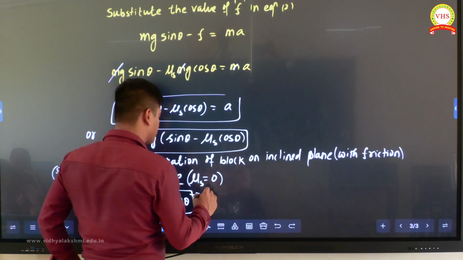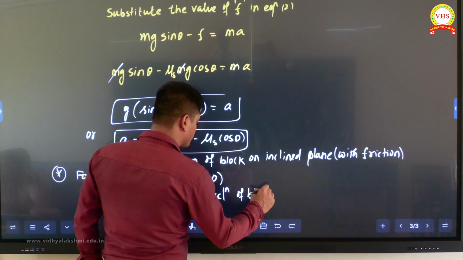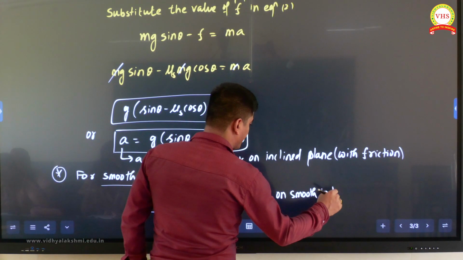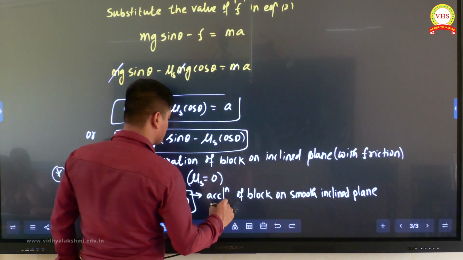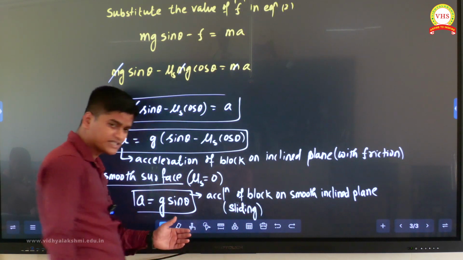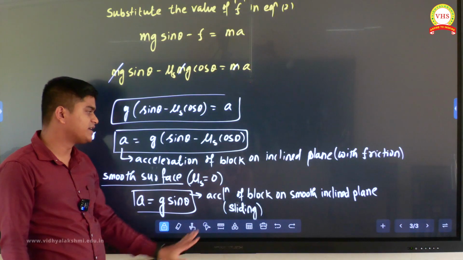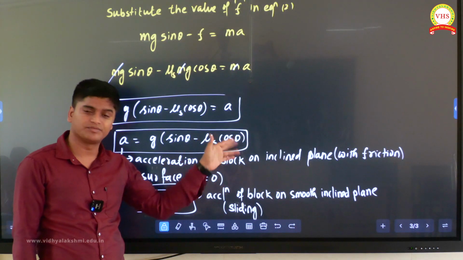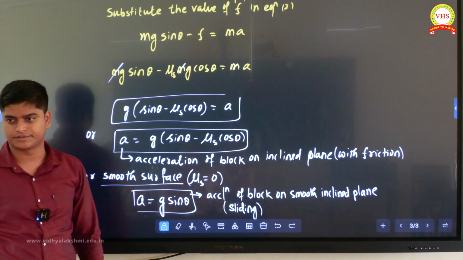So why on smooth surface? Let me write directly: acceleration of block on a smooth inclined plane. That means if your object is sliding, then this is the condition. Are you understanding the meaning of sliding? Sliding means moving. So A equal to g sin theta for smooth surface. But for rough surface, g bracket sin theta minus mu s cos theta. Or you can also write g sin theta minus mu s g cos theta. That also can be. Clear idea?